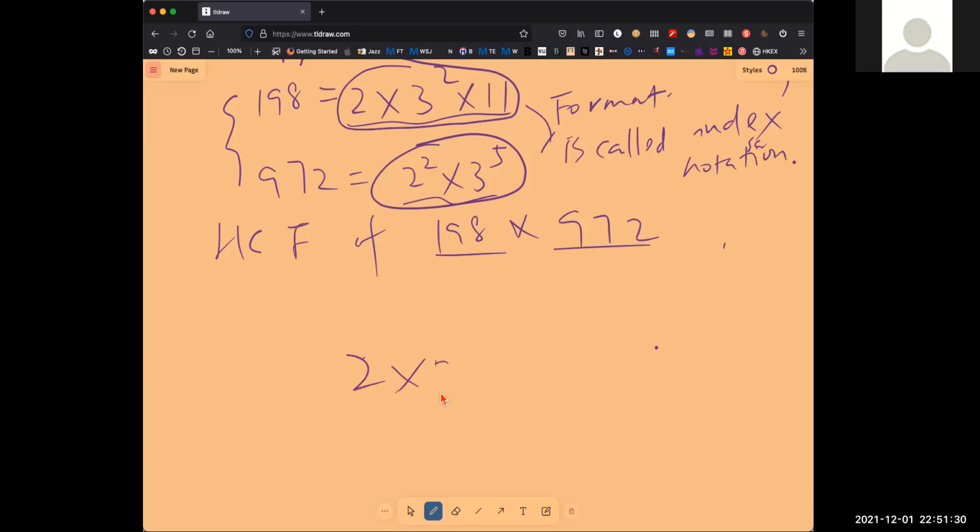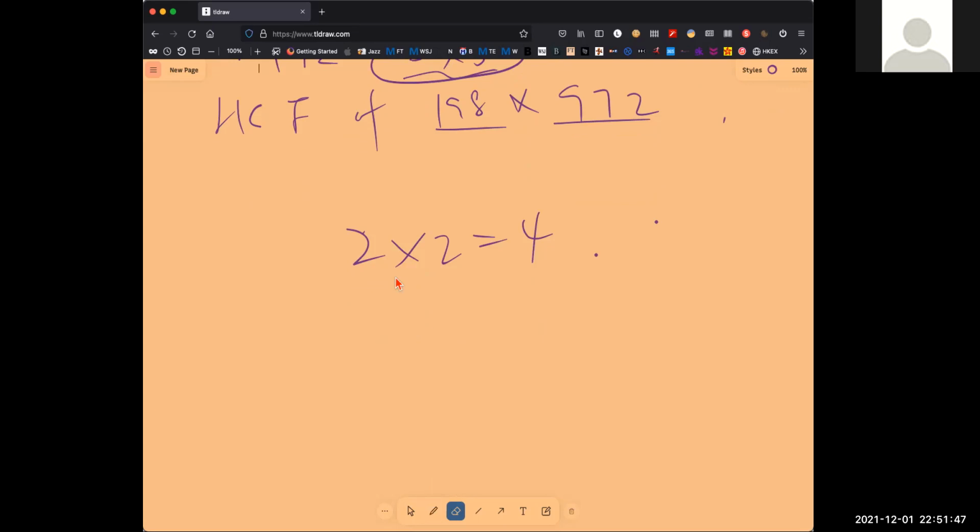So 2 times 2 is equal to 4, right? If you write 2 times 2, you have to write equal to 4. Or normally people write 4 is equal to 2 times 2. Okay, this is P6 format.